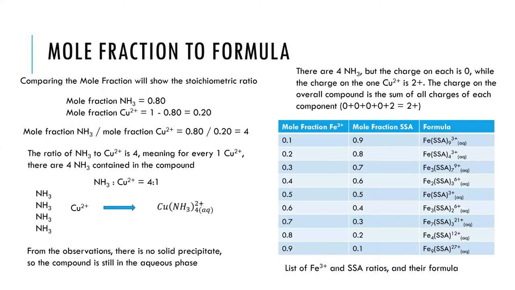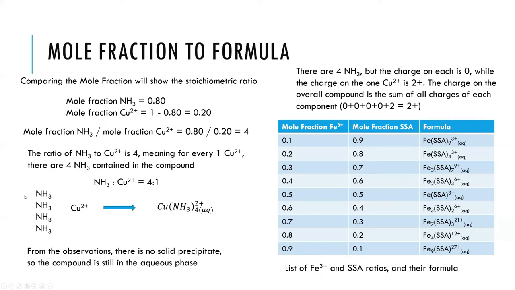So if you have the mole fraction of one component, you can also determine the mole fraction of the other component. In the example, the copper 2+ ion: 1 minus the mole fraction of the other component will give you the mole fraction of, in this case, copper 2+. Once you have the mole fraction of both components, you can divide them. In this case, with a mole fraction of NH3 as 0.8 and a mole fraction of copper 2+ as 0.2, when you divide them, it gives the whole number of 4. This means that the ratio of ammonia to the copper 2+ is 4. For every one copper, there are 4 ammonia molecules.